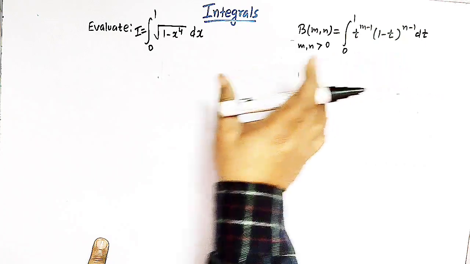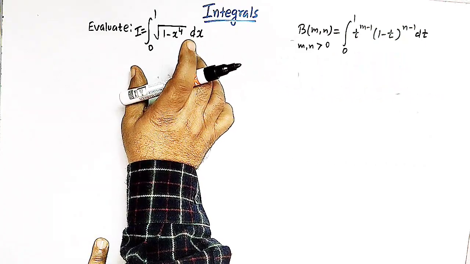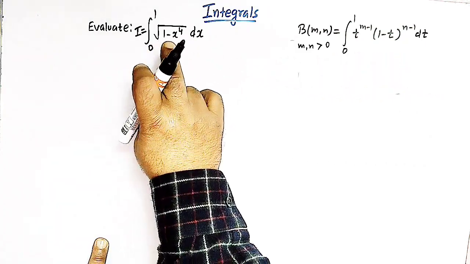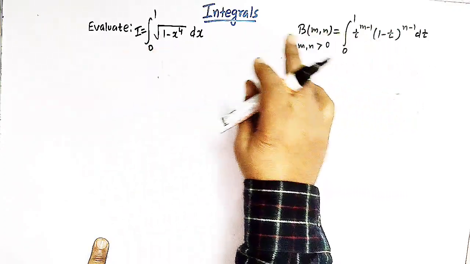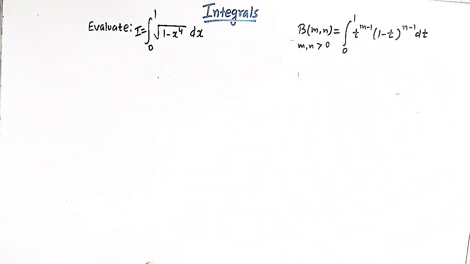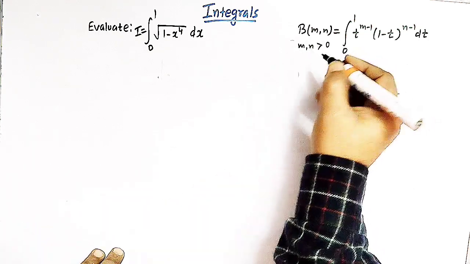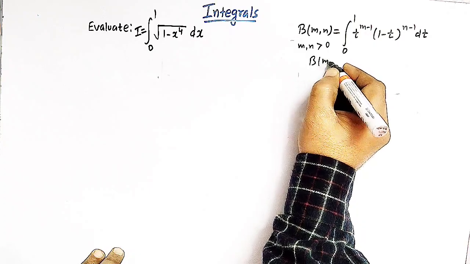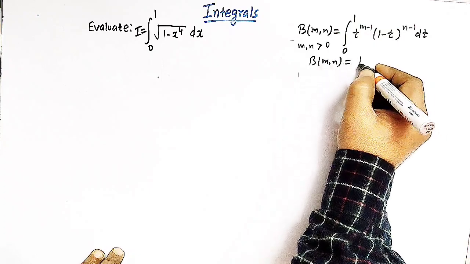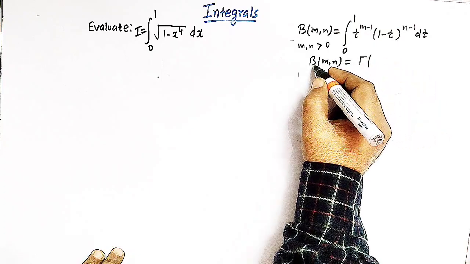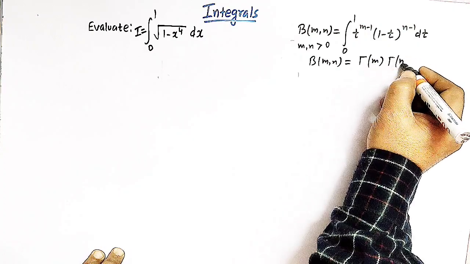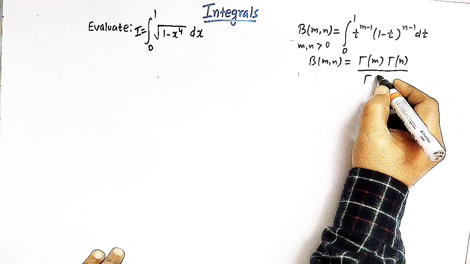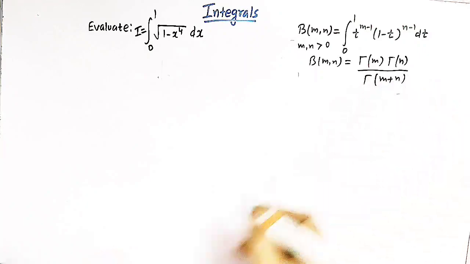So here by making use of the method of substitution, we'll first convert this integral into this one, right? And then we'll apply the relationship between beta function and gamma function. So the beta function and gamma function are related by this expression, that is beta m comma n is given by gamma m times gamma n divided by gamma m plus n.